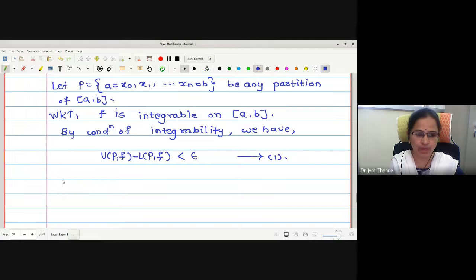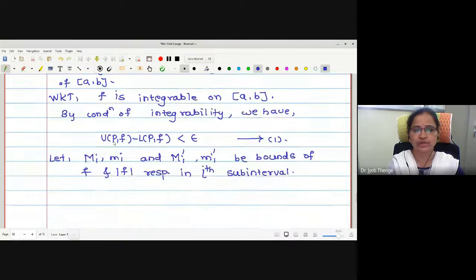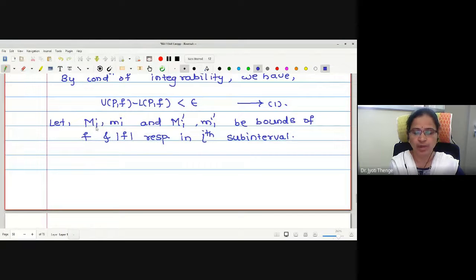Okay. Now let me write the bounds again. Let capital Mi and small mi, and let us write in one statement itself, capital Mi dash and small mi dash be bounds of f and mod f respectively in ith subinterval. Mod f we wanted to prove integrable, no? For the bounds we have assumed like this. Mi are the bounds of f, dashes are the bounds of mod f.